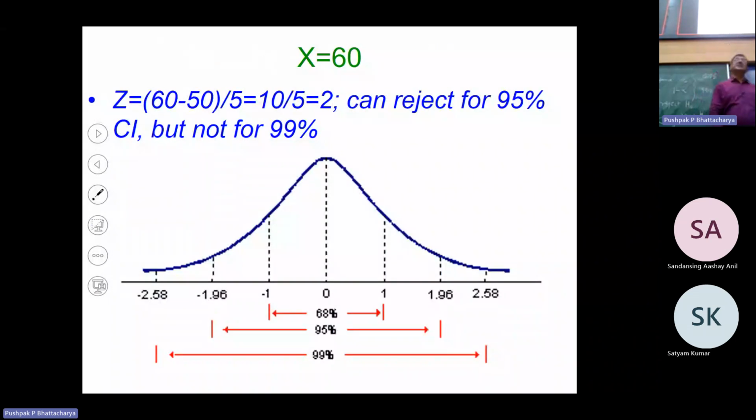Let's say x equal to 60. Now I observe a different value, number of heads, x equal to 60. This should boost my confidence in the coin being unbiased. The probability that the coin is unbiased should increase now. Is it so? Let's verify through the method of hypothesis testing. If x equal to 60, then z value is (60 minus 50) by 5, which is 2.